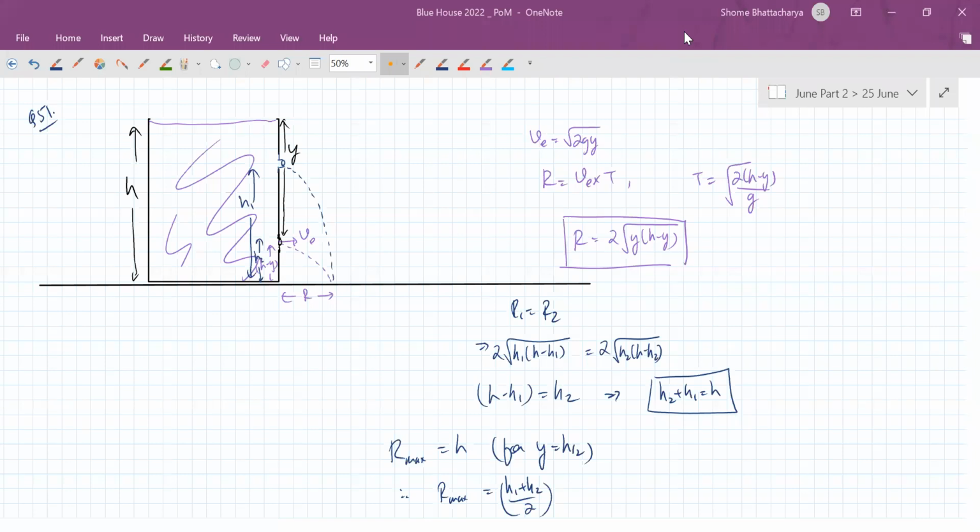Okay. No, sir, he's asking what you have written. R is equal to 2 times square root of y into h minus y, that is the range. That is coming from this projectile motion type of concept. No? It's like a horizontal projection.